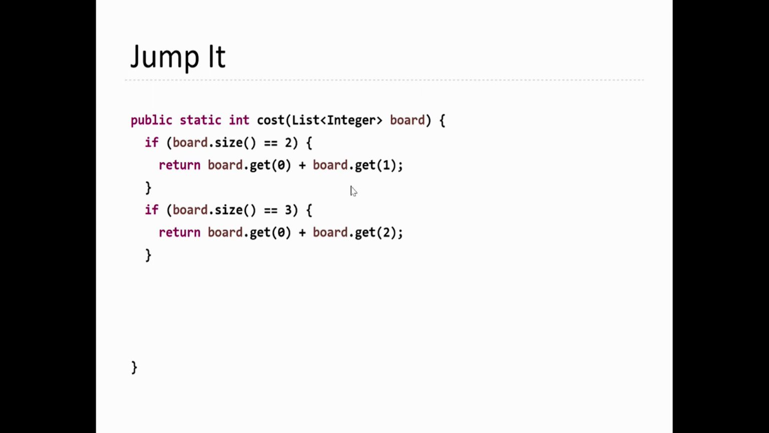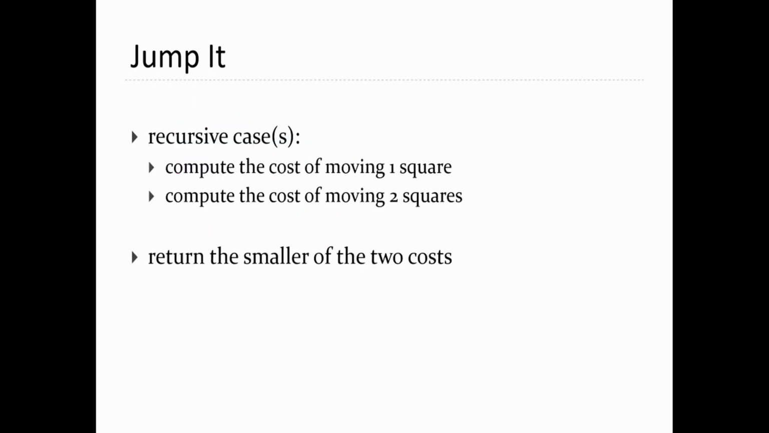I've got 2 base cases, so I stick those at the top of my method, at the beginning of the method. So if the board size is 2, the cost of solving that board is just the sum of the 2 squares of the board. If the board size is 3, then the optimal cost of solving the board is just the current square that you're on plus the final square of the board. Okay, now what are your recursive cases?